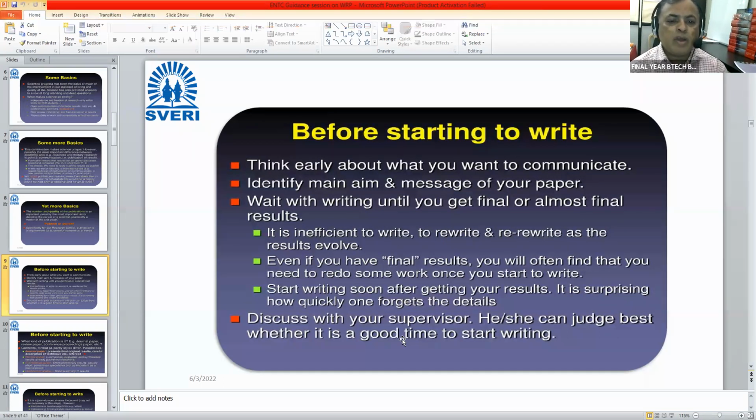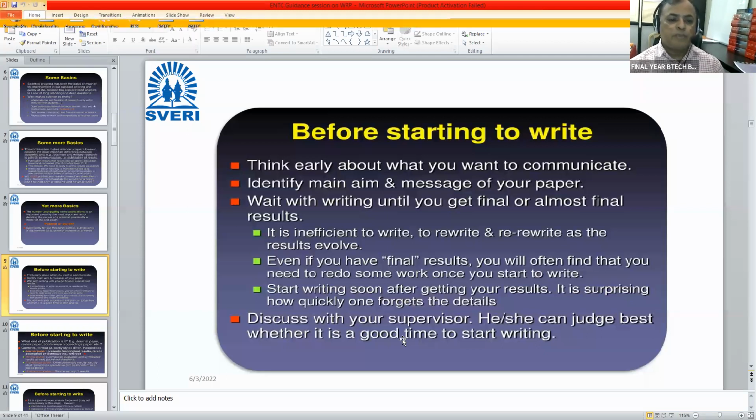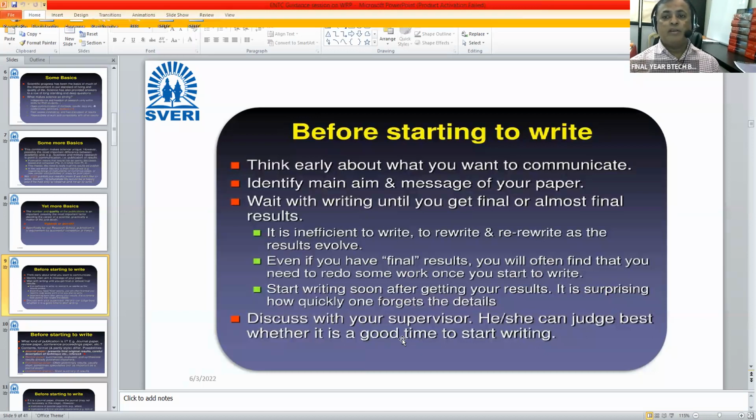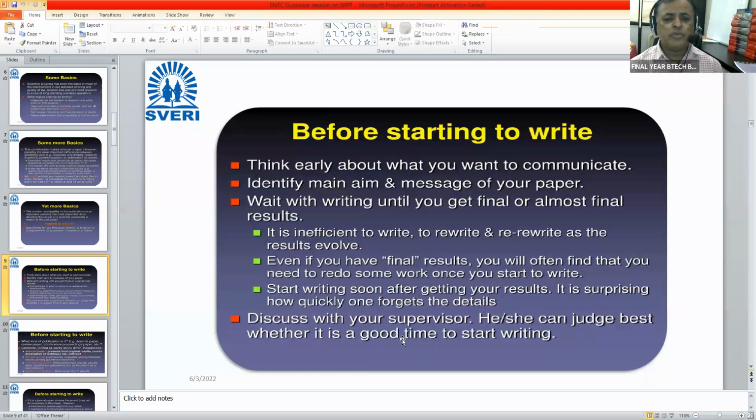Start writing soon after getting your results. It is surprising how quickly one forgets a detail, because sometimes you get a result and after that you forget what the point was which you wanted to mention in your paper. So always keep on writing on paper or in a book that this was the result which was decided by me, and this is the thing to be added in the paper, and all those things you can add. Discuss with your supervisor.